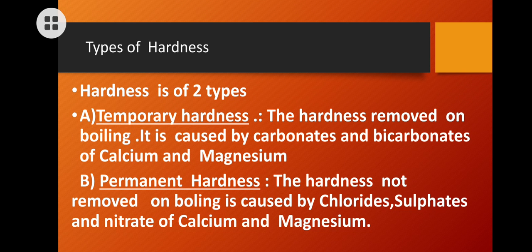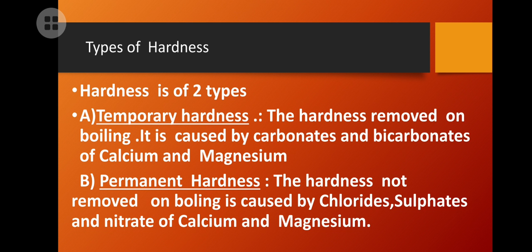Next, we understand the concept of type of hardness. Hardness is basically of two types: temporary hardness and permanent hardness. The temporary hardness is due to the carbonates and bicarbonates of calcium and magnesium. So, four compounds are responsible for temporary hardness and it can easily be removed on boiling. They are calcium carbonate, magnesium carbonate, calcium bicarbonate, and magnesium bicarbonate.